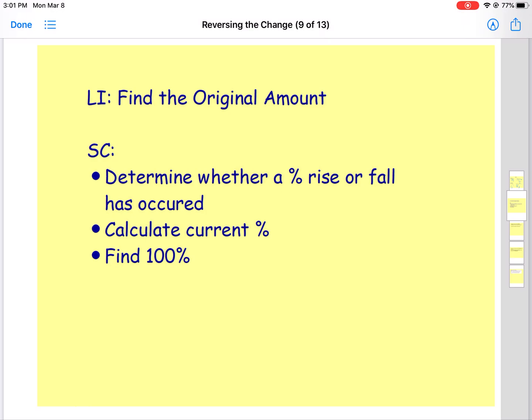So first we have to determine whether a percentage rise or fall has occurred. That will be based on the context of the question. We then calculate what percentage we are actually given within the question, and then we do our calculations to calculate our original amount, or 100%.